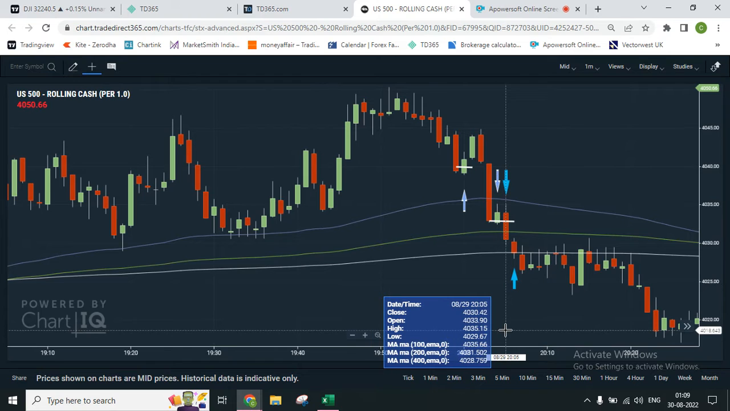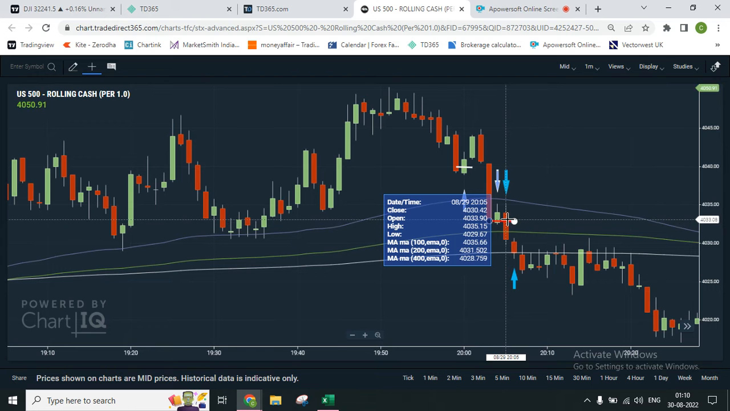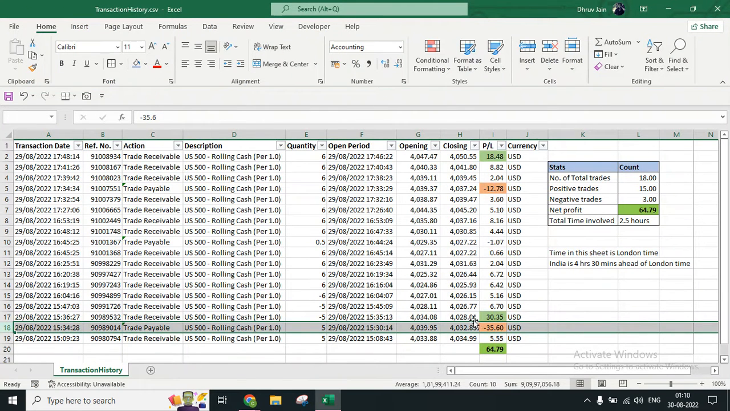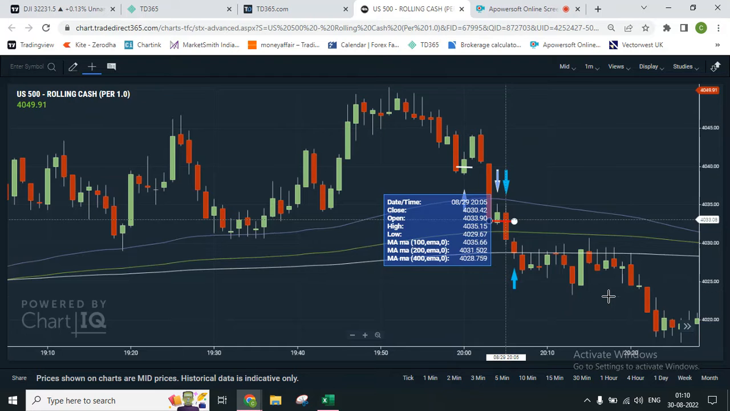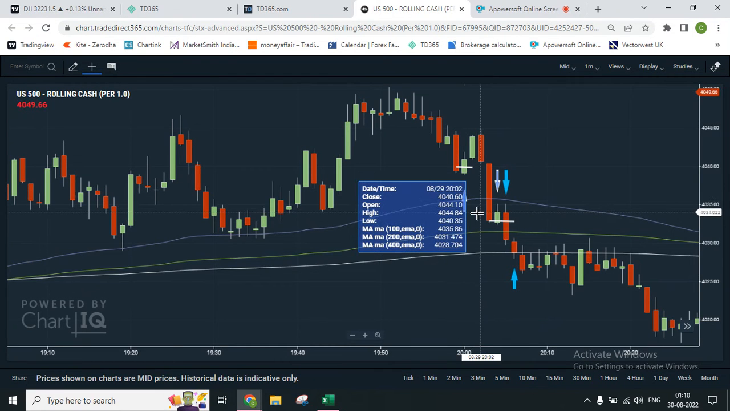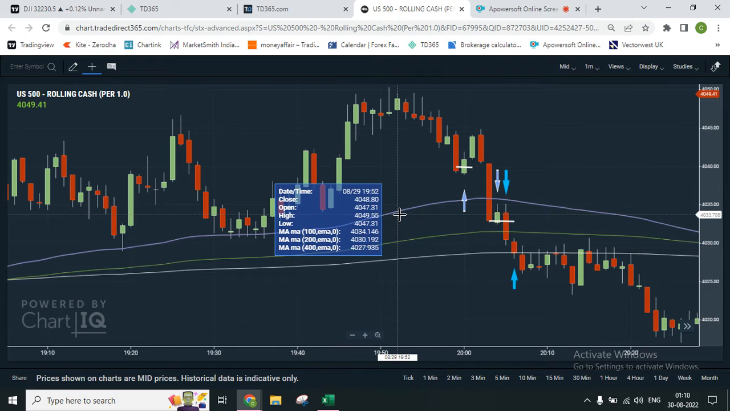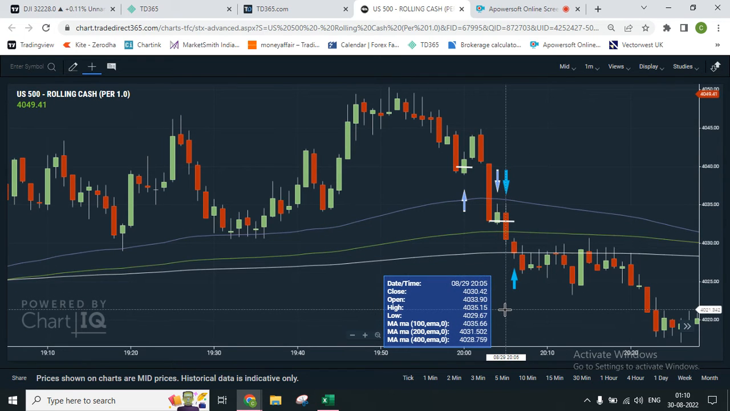You can see over here in this blue down arrow, I shorted the market. Basically, I sold the market at exactly 8:05 at around the same level. Just a second. This was the next trade. I shorted it at 40.34. So this was around the area 40.34 at which I shorted, and this went well.